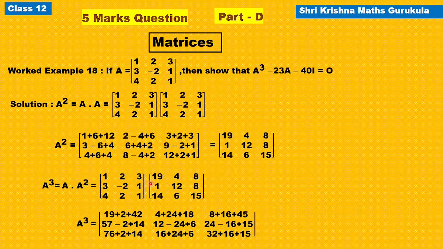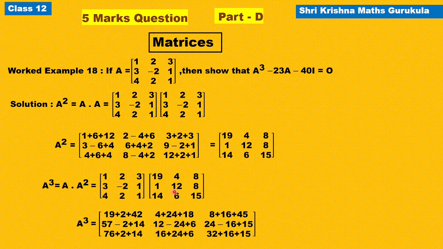Now second row with first column. That is 3 into 19 is 57. Minus 2 into 1 is minus 2. 1 into 14 is 14. So it is 57 minus 2 plus 14. Now second row with second column. So 3 into 4 is 12. Minus 2 into 12 is minus 24. 1 into 6 is plus 6. So that is 12 minus 24 plus 6.